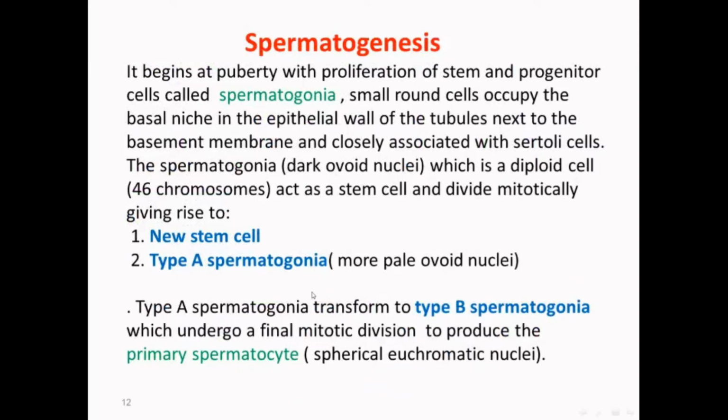The type A spermatogonia will transform into another type called type B spermatogonia, which is more oval in shape and has more pale-colored nuclei, which will pass into the final mitotic division to give primary spermatocytes. Until this stage, it is still 46 chromosomes. The primary spermatocyte is a diploid cell with 46 chromosomes.